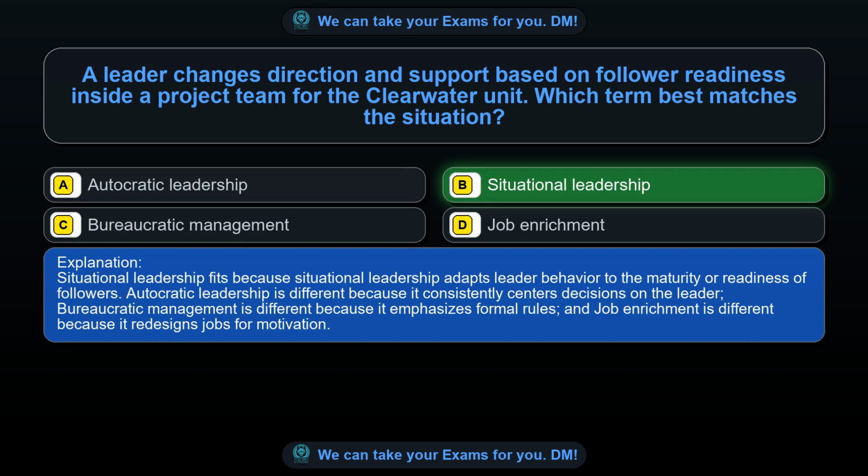Situational leadership fits because situational leadership adapts leader behavior to the maturity or readiness of followers. Autocratic leadership is different because it consistently centers decisions on the leader. Bureaucratic management is different because it emphasizes formal roles, and job enrichment is different because it redesigns jobs for motivation.